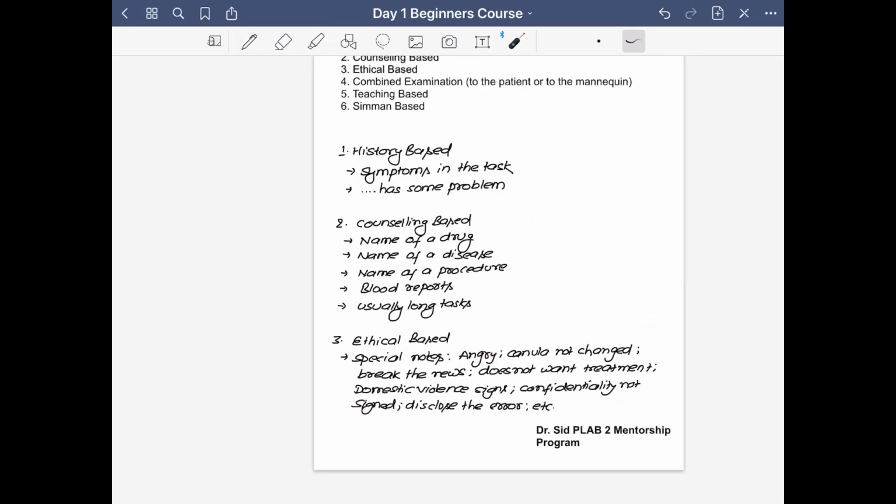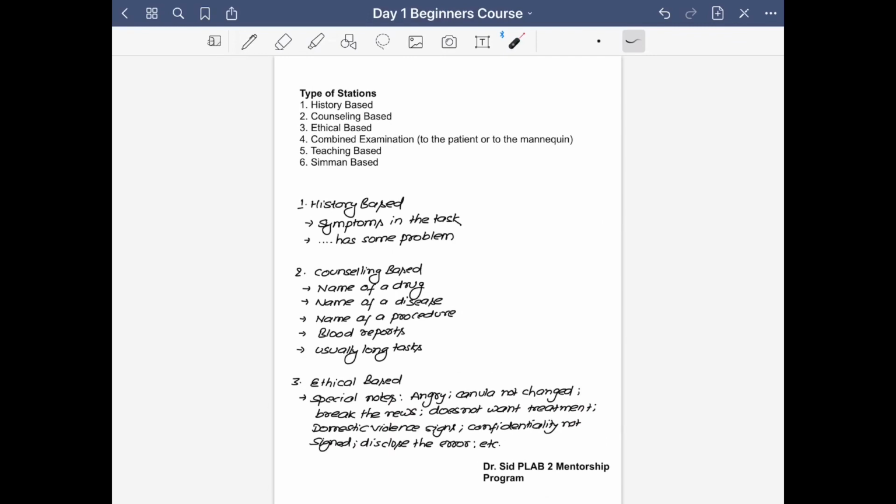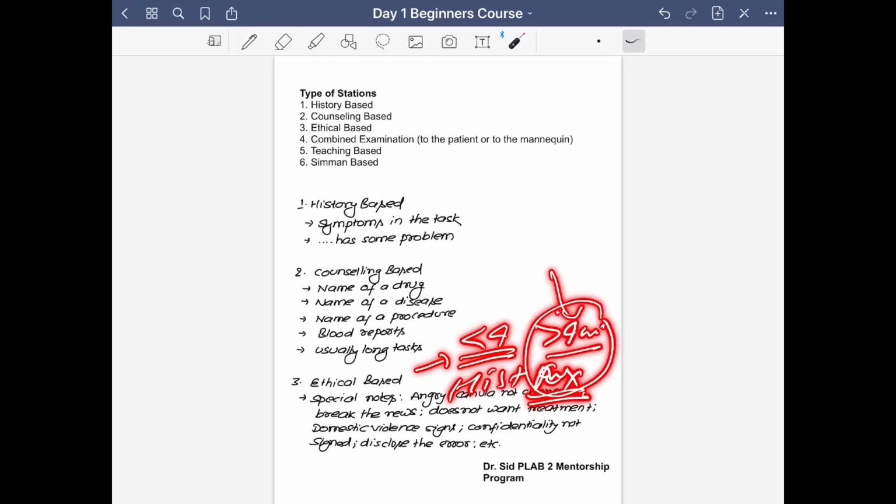Dear friends, what is the advantage? The advantage is now you can invest less than 4 minutes of your time in the history taking and more than 4 minutes of your time in the management part. Okay, now why more time in the management part? Because here you have to do a lot of things.